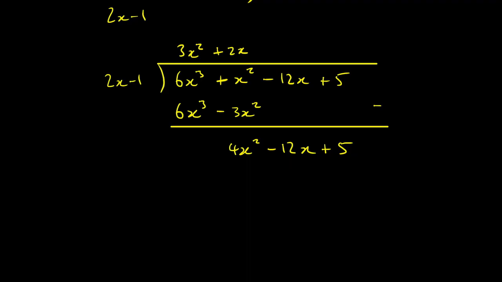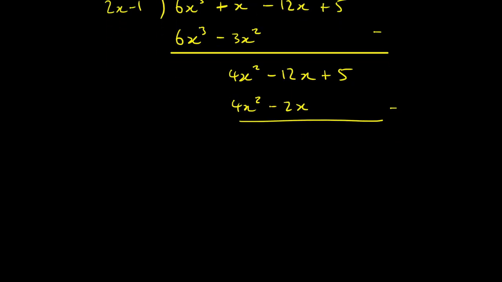I'm going to take that 2x and multiply it by my entire divisor here. And so that's going to give me 4x squared minus 2x. And I'm going to subtract that off. So 4x squared minus 4x squared is 0. Negative 12x minus 2x is plus 2x. So that gives me minus 10x plus 5.